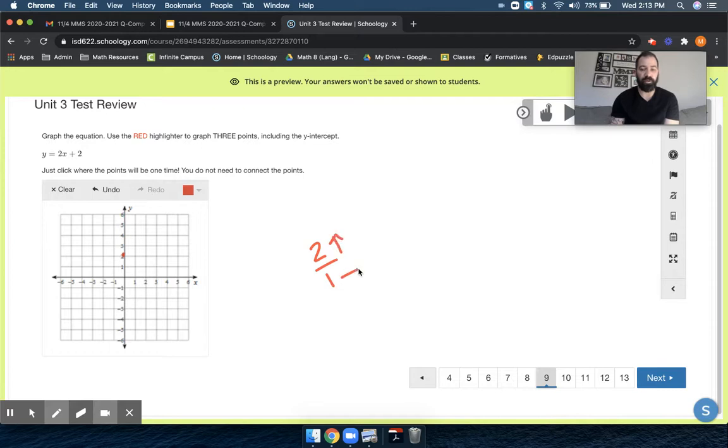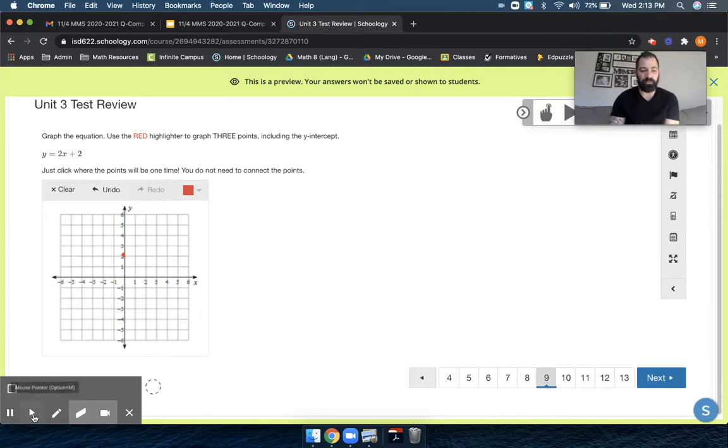It can mean up and to the right, or it could mean down and to the left. Well, up 2, right 1. Up 2, right 1. There's my 3 points. Or I can go the other way. Down 2, left 1. Down 2, left 1. That's one of those points, you need 3 of them, but you need this one for sure, that y-intercept.